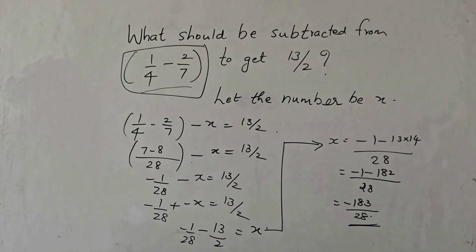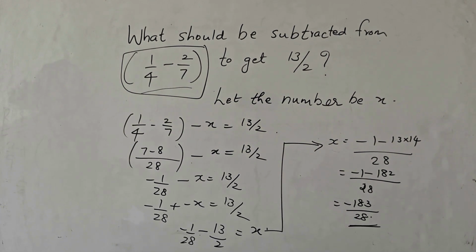The required steps have been written here. 1 by 4 minus 2 by 7, the answer to which is minus 1 by 28, has been found first. And then we have taken the additive inverse of x, thus giving the statement minus 1 by 28 plus minus x is equal to 13 by 2. From that equation, we have transposed x to one side and the numbers to the other side, thus solving x to be minus 183 by 28.